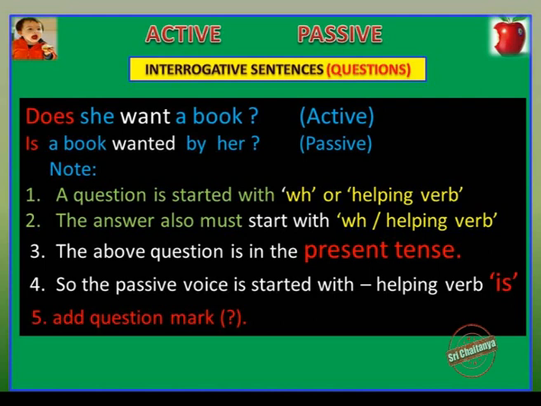Note: a question is started with WH or helping verb. The answer also must be started with the same WH or helping verb. The above question is in the present tense, so the passive voice is started with helping verb is. Add a question mark at the end of the interrogative sentence.